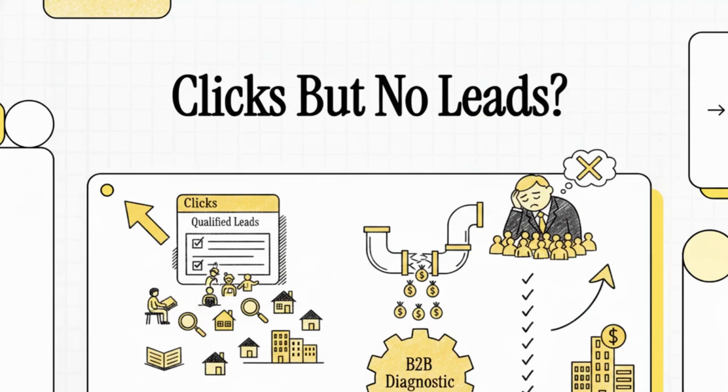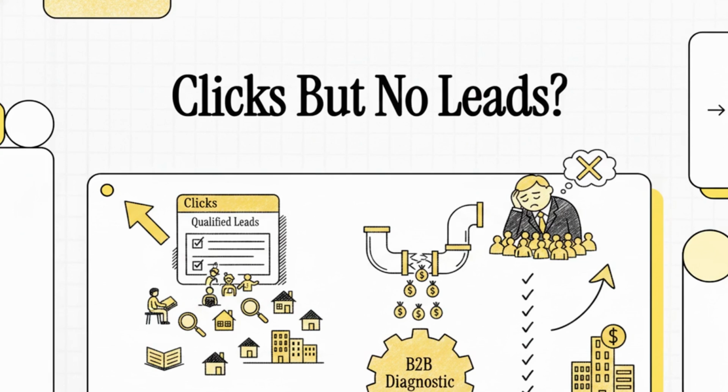Welcome to this explainer. Let's just jump right into a scenario that is probably keeping a lot of you awake at night. So your Google Ads campaign is getting clicks. The click-through rate looks incredibly healthy. Your forms are actually receiving submissions. On paper, it totally looks like a win.